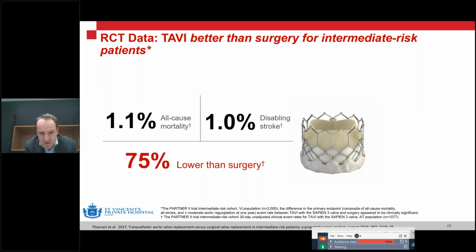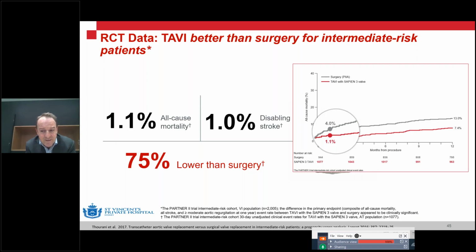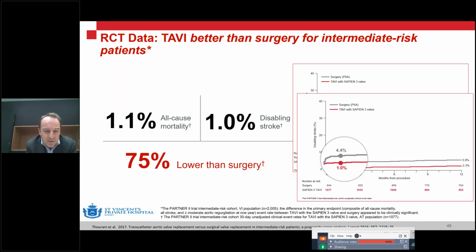Over the last few years, however, there's been some very big randomized studies, and without going through all of those in great detail, this is an example from the Partner 2 intermediate risk study, where at 1 year, the composite endpoint of all-cause mortality and disabling stroke was 75% lower than surgery, with both of those indices independently also being better with TAVI than with surgery at 12 months.